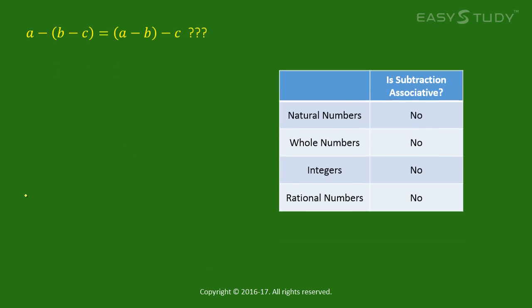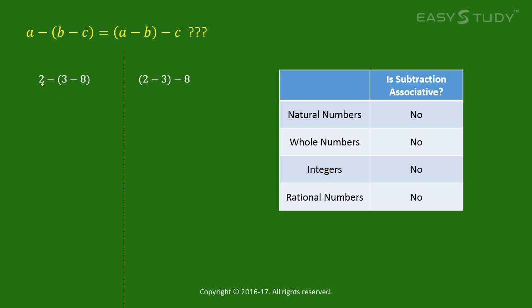Let's see why. Here we are subtracting 2 - (3 - 8), and if we change the grouping like this, (2 - 3) - 8, they both are very different things. Let's simplify this. This will give you 7, and if you simplify the other, it will give you -9. So if we change the grouping, the subtraction will change the answer. Hence, subtraction is not associative.